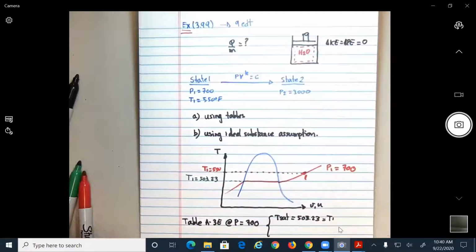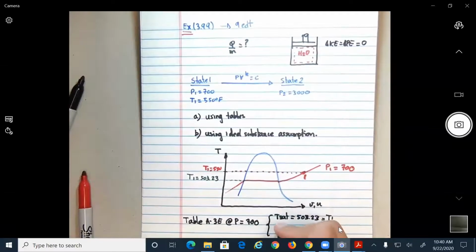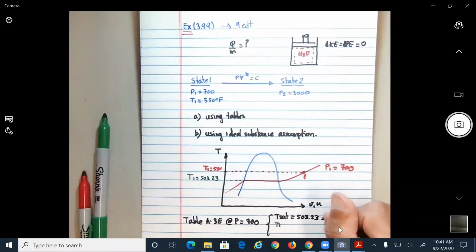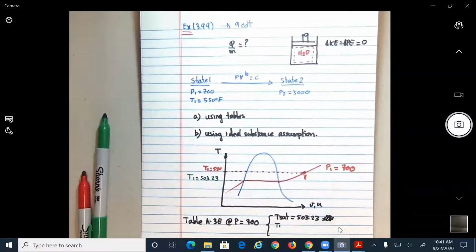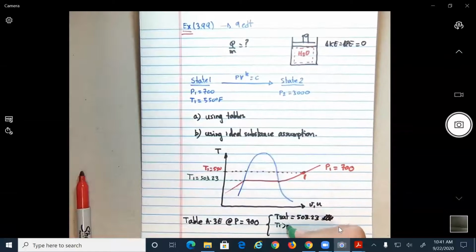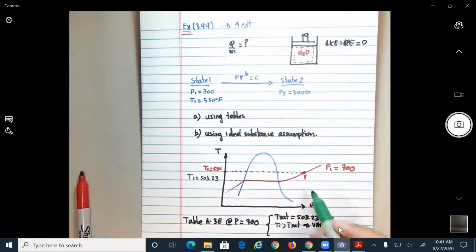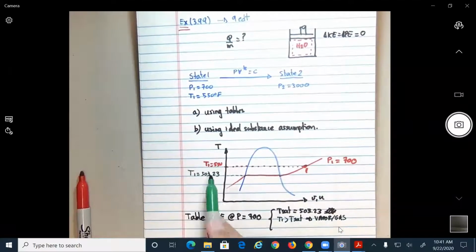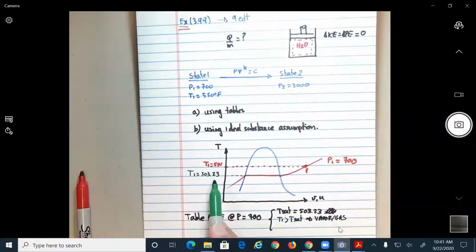So here, if you want T1, this is not T1, sorry. This is saturation. I don't want to confuse you. T1 is bigger than T saturation, which means that this is going to be on the vapor, gas region. Okay? Because T1, 550, is bigger than 503.